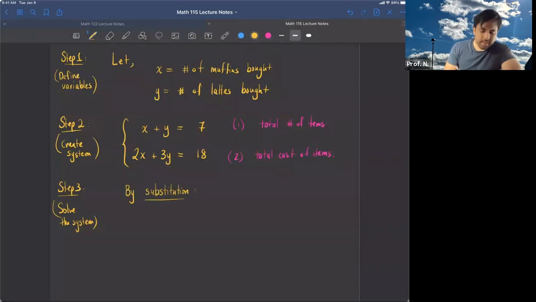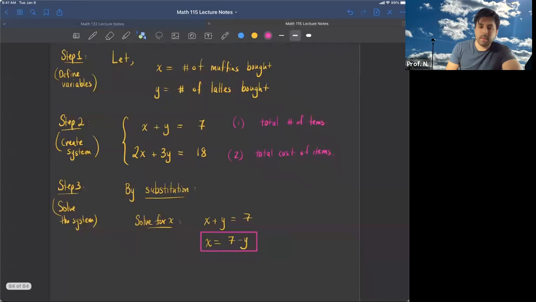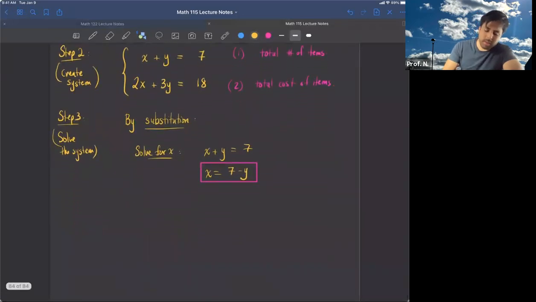So I'm going to solve for X this time. I'm not going to do the Y. Solve for X first. So I'm going to say X plus Y equals 7. So X equals 7 minus Y, correct? So I got X equals 7 minus Y. And then I'm going to plug in this is equation 1. And then equation 2, I got 2 parentheses plus 3y equals 18. Why am I putting parentheses? Because I'm plugging in 7 minus y into X.